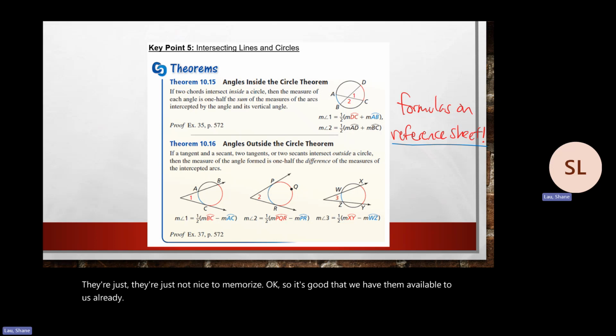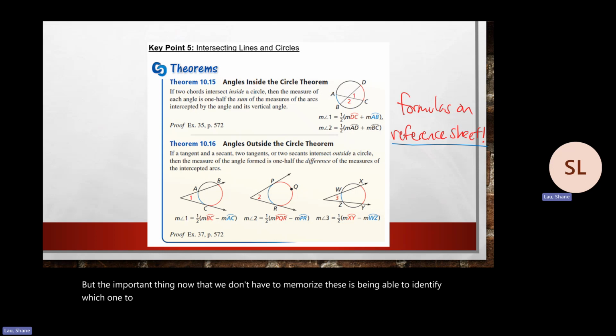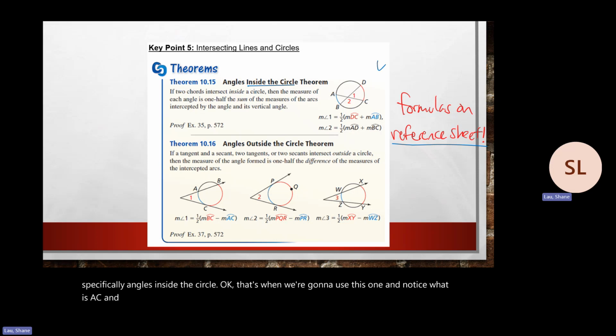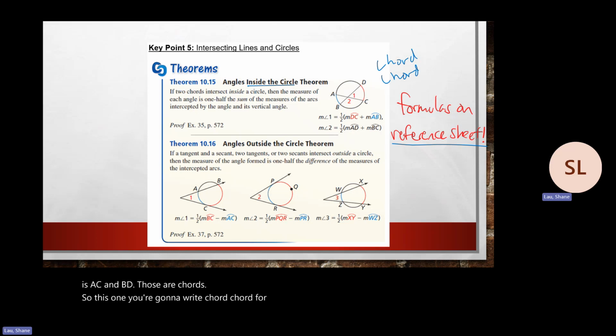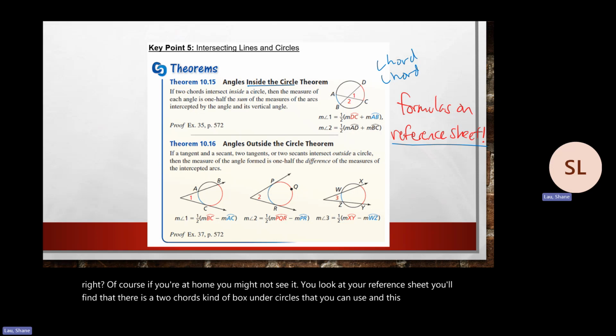But the important thing, now that we don't have to memorize these, is being able to identify which one to use and why. So if we look at 10.15, it's the angles inside the circle theorem. Specifically, angles inside the circle. That's when we're going to use this one. And notice, what is AC and BD? Those are chords. So this one, you're going to write chord for. If you look at your reference sheet, you'll find that there is a 2 chords box under circles that you can use. And this is the exact same thing that we see on our screen here.